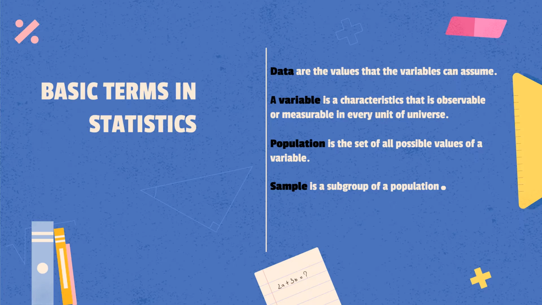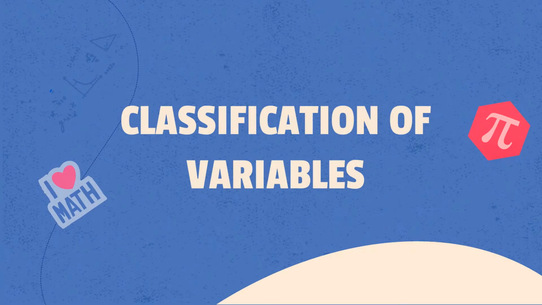Population is the set of all possible values of a variable. Sample is a group taken from a population. There are two classifications of variables, the qualitative variables and the quantitative variables.